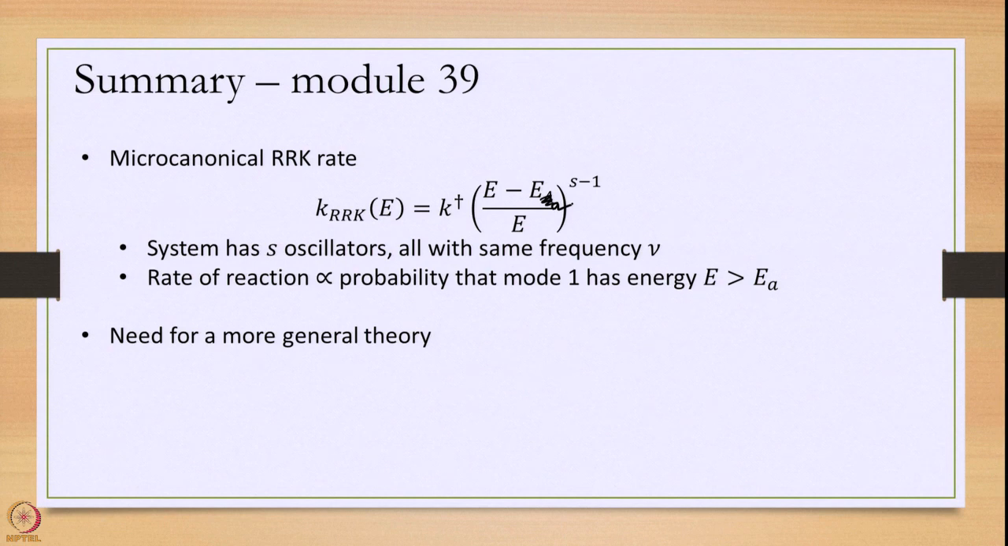Okay. And along the way we made one more approximation that we have large energy, E is much greater than Ea and much greater than S minus 1 actually. Okay. So, J minus M is much greater than S. But we need a more general theory that we will develop in the next module. Thank you very much.